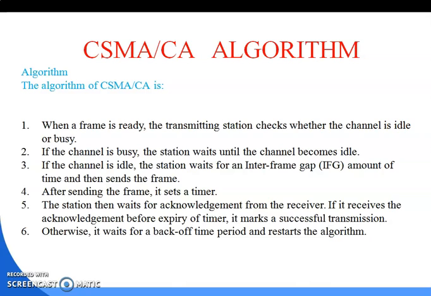If the time period expires without receiving the acknowledgement, the sender thinks that the packet is lost in the transmitting path. Otherwise, it waits for a backoff time period and restarts the algorithm. Within that backoff time, if you are not receiving any acknowledgement, you start the sending process again. So that is the CSMA/CA algorithm.